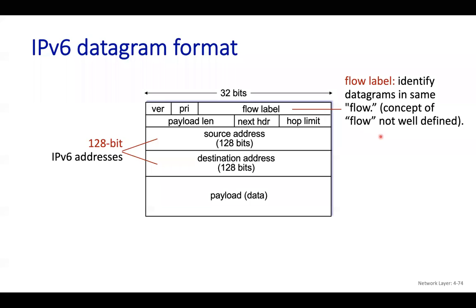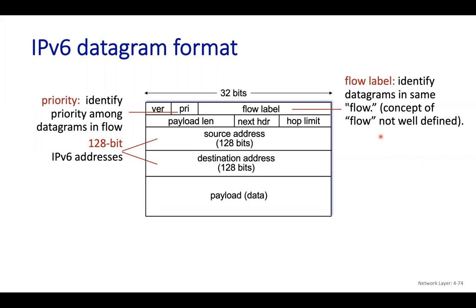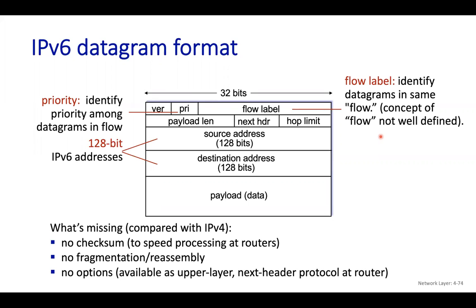Okay, so this is a flow label. It identifies datagrams in the same flow, though the concept of flow is not well defined here. Anyway, this is not a very huge difference. Compared to IPv4, there is no checksum here, because they want to speed up the processing of the routers. But with no checksum, they may have some problems. We'll mention that later. Just generally speaking, there's no checksum here.